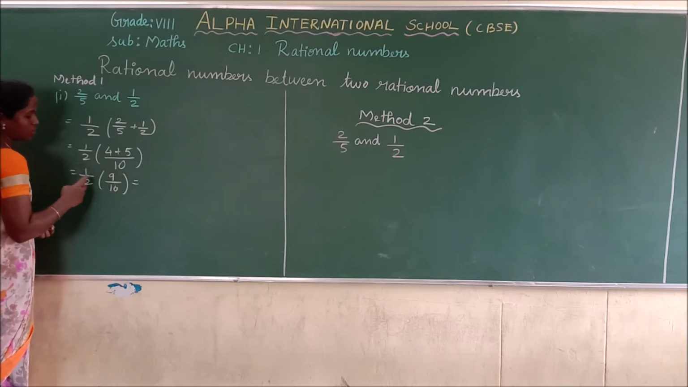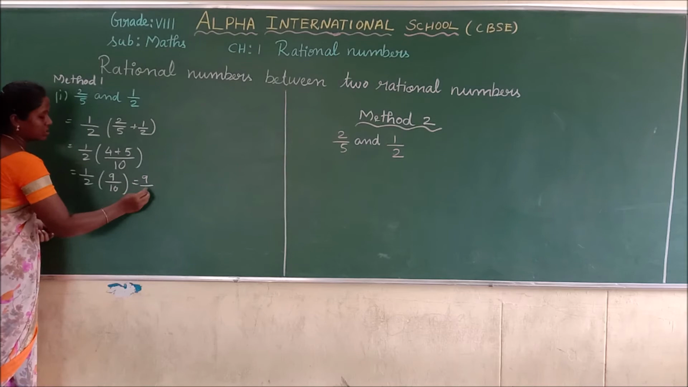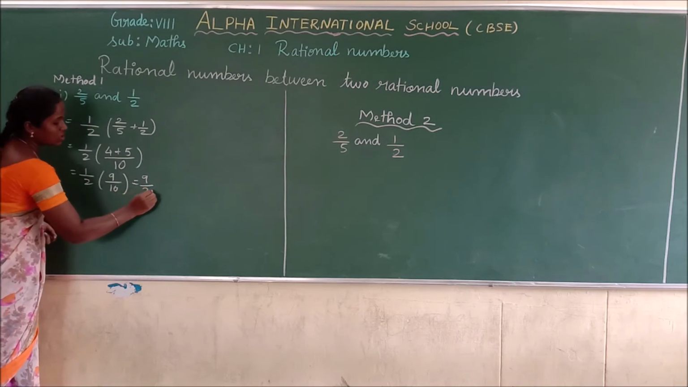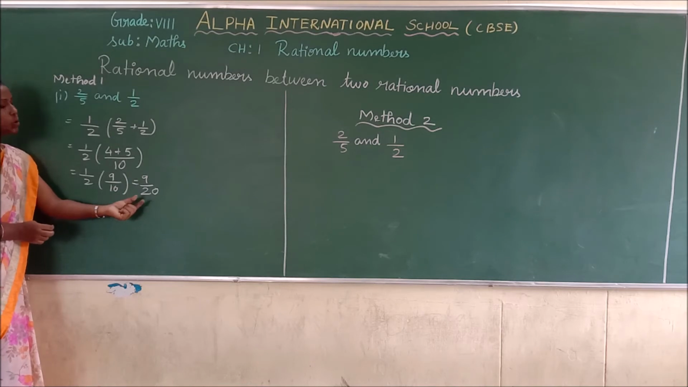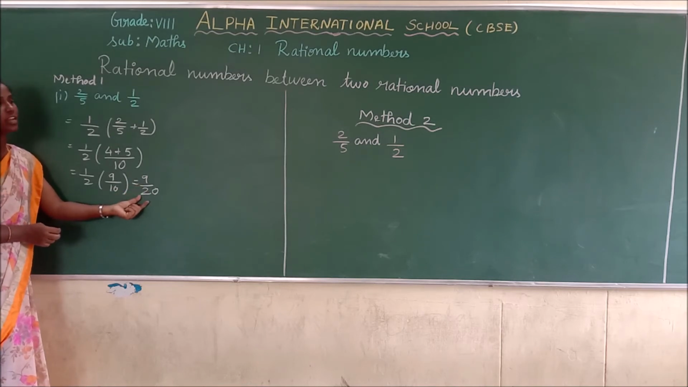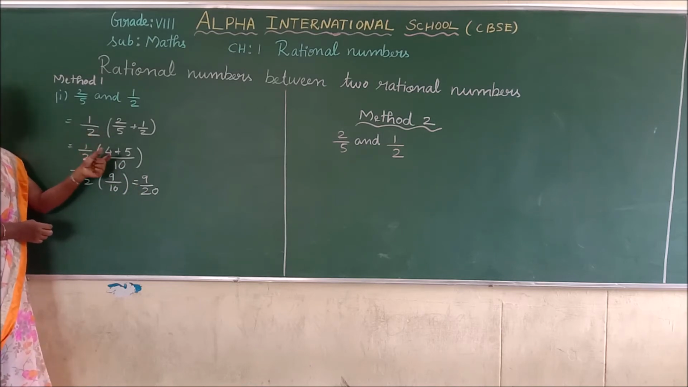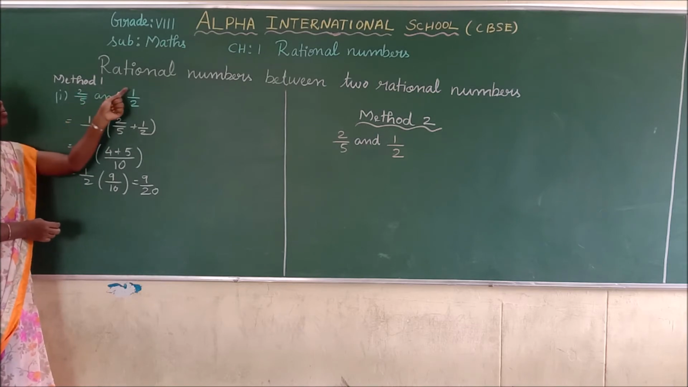So what is the value? 1 into 9 is 9 and 2 into 10 is 20. So we are getting 9 by 20. So we can say that 9 by 20 is one of the rational numbers between 2 by 5 and 1 by 2.